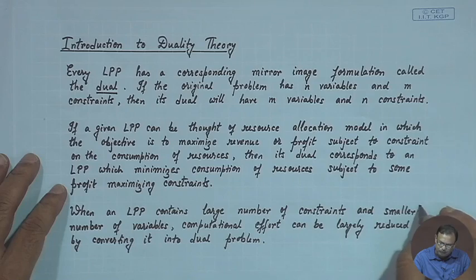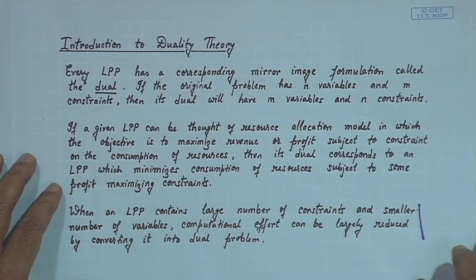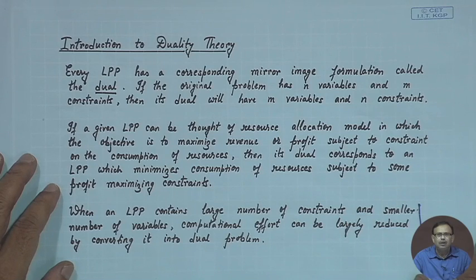Please note this one, why should I go for the dual problem? Because ultimately, if you see in the dual problem as well as in the original LPP, in both cases your optimal solution will remain the same; the optimum solution will not change. So, one reason for going for the dual LPP is that if I have a large number of constraints, then finding the feasible solution of that large number of constraints is time consuming, and computationally it takes more time.